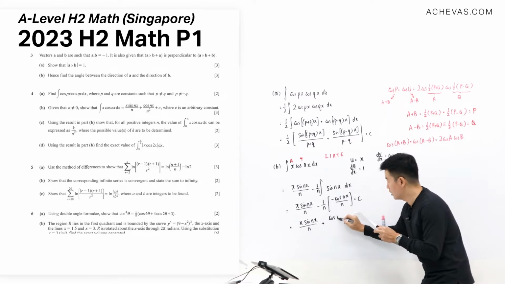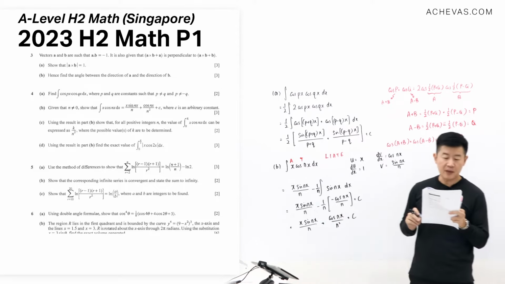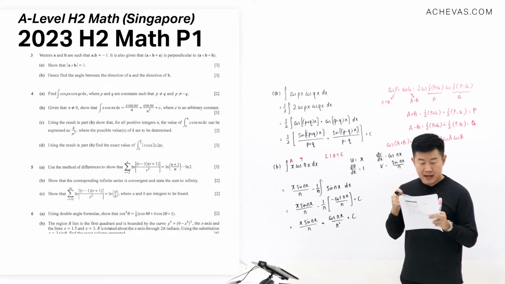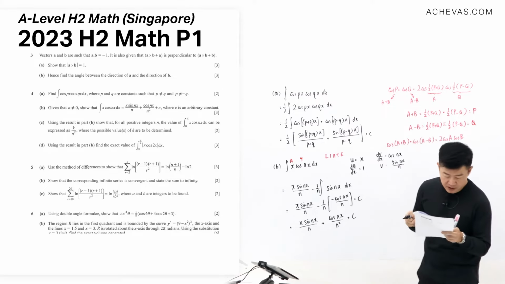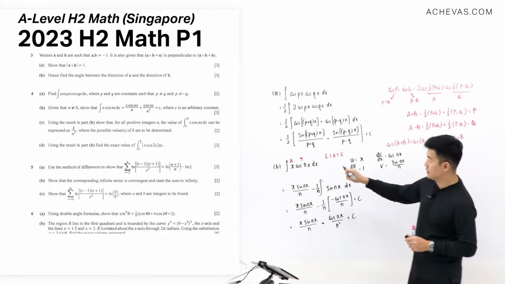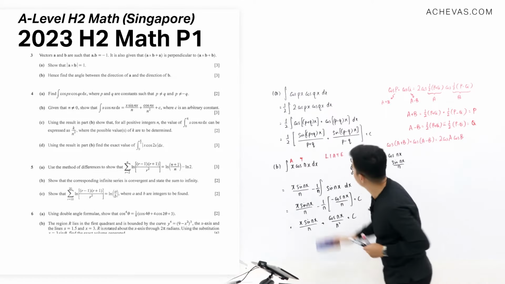And here we have a cosine nx over n squared plus c. Okay, done. Part B. And for part C and part D, we will be making use of the previous part of the question, which is actually part B of the question. So let me just rewrite the result of B as I erase the board, back here on top.